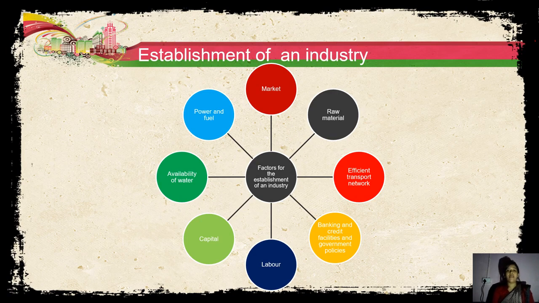And next, the most important term is power and fuel, with the help of which heavy machinery can be run properly and your industry can run properly. Power and fuel mean that the location of your industry must have a good supply of electricity, because of this factor only an industry can run in a very smooth way. So these were some factors that are very important for establishment of industry.